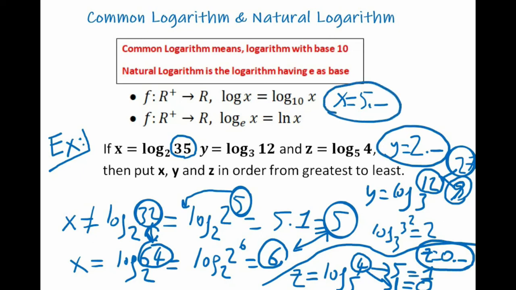So if we put them in order from greatest to least, we can say that x is greater than y, and that is greater than z as well, and that is the final answer. And let's continue with the last question that we have in this video.